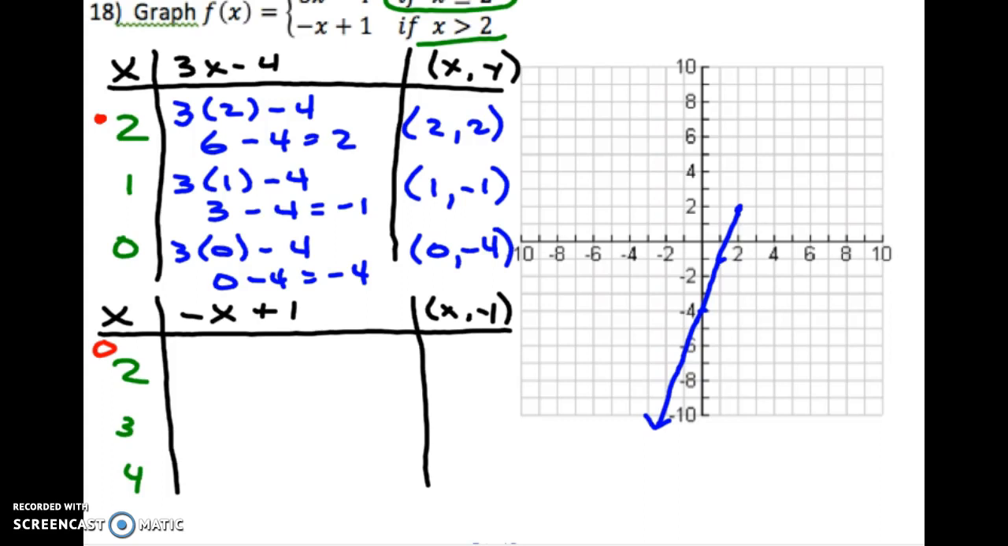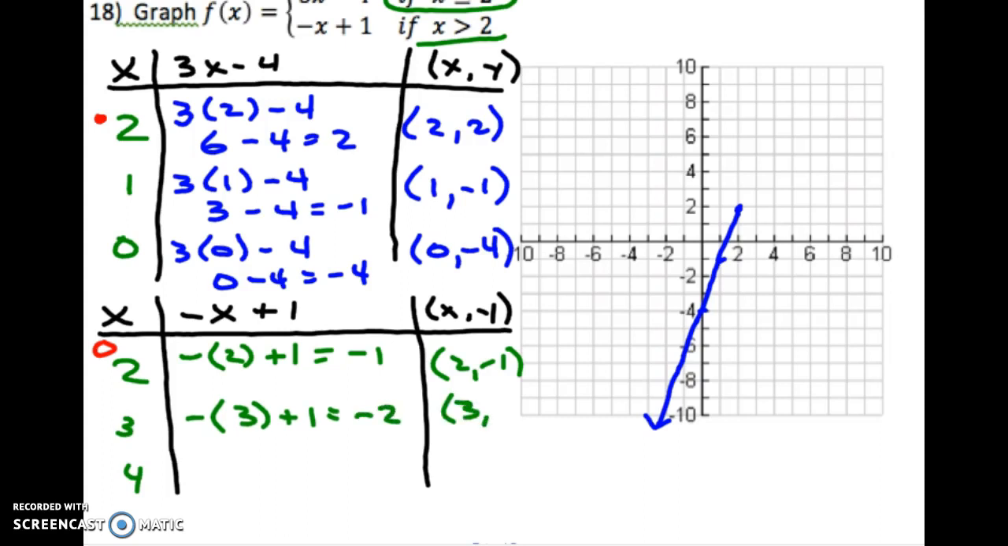Working the bottom table. Alright, putting the 2 in for the x, we have -2 plus 1, so that should give us -1. Point at 2 and -1. Putting the 3 in, -3 plus 1 should be -2. Plugging the 4 in, looks like we're getting -3 for that one. So point at 4 and -3.